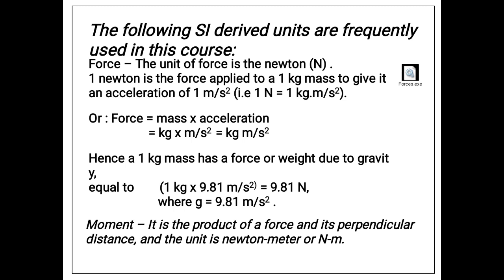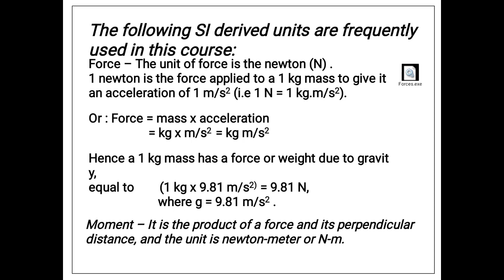Some of the SI units that are frequently used are, first, force. Force is normally denoted in Newtons, and the symbol is capital N. 1 Newton is the force applied to a 1 kilogram mass to give it an acceleration of 1 meter per second square. That is, 1 Newton is equal to 1 kilogram meter per second square.